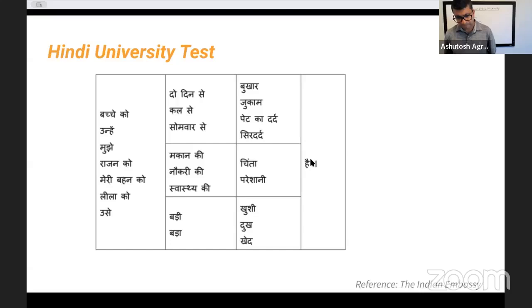बच्चे को 2 दिन से बुखार है. The kids have had a fever for 2 days. Okay, correct. Awesome. Good job.